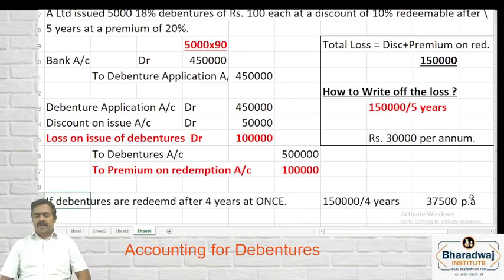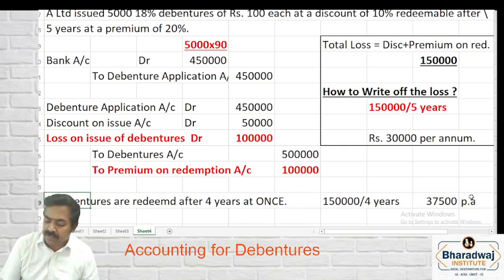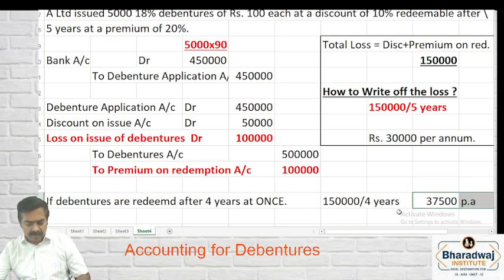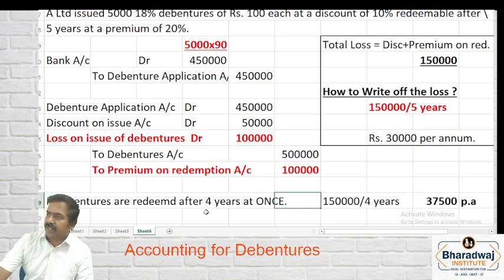Take it up. If debentures are redeemed at once after 4 years, 1,50,000 divided by 4 years, how much will it be? 37,500 per annum. You would have written 37,500 per annum.